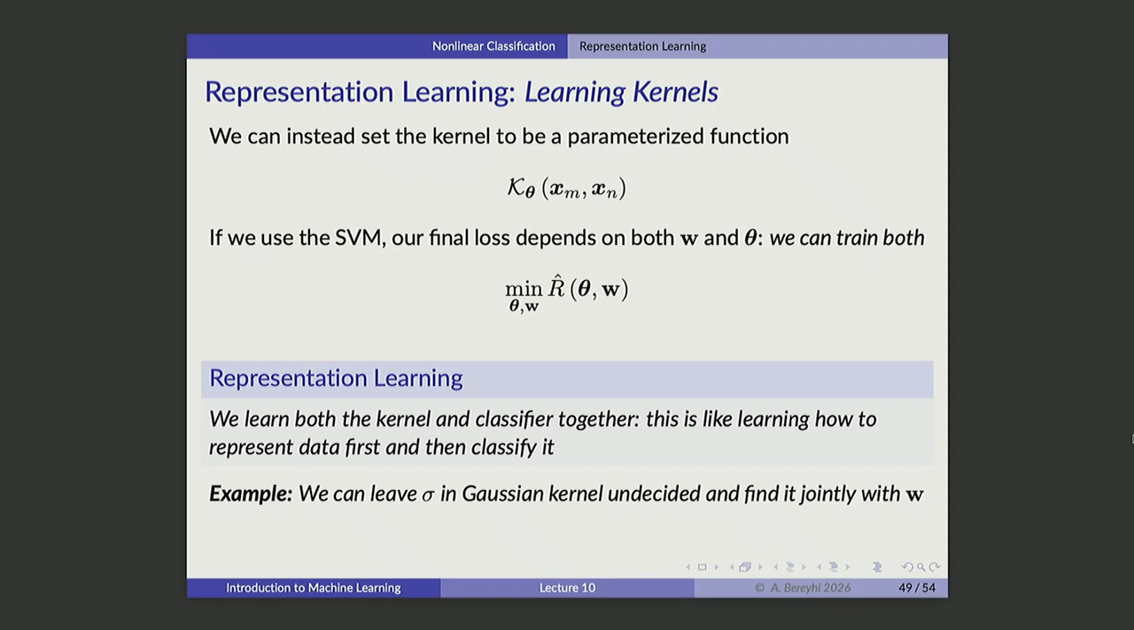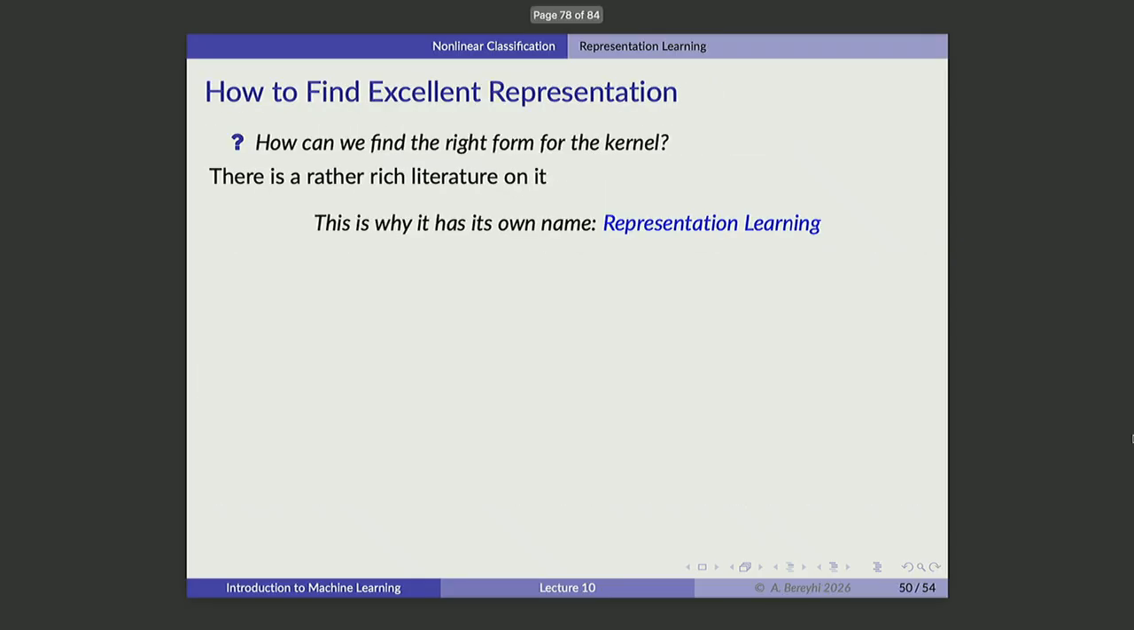So yeah, this is what I already told you. In the Gaussian kernel, you can leave sigma to be trainable or tunable, and you can find it jointly with W. That is not going to be a very complicated problem, but at the same time, it's not very efficient. Okay.